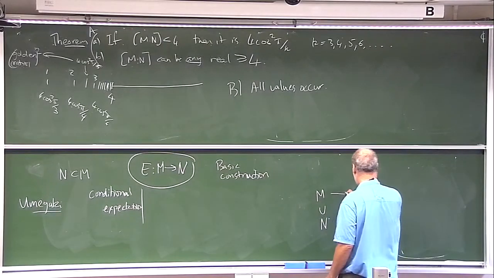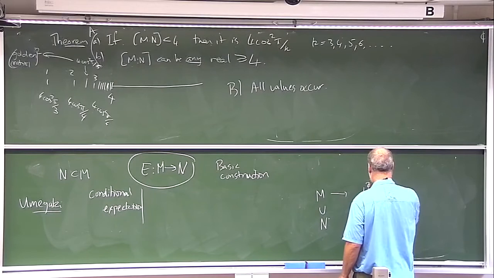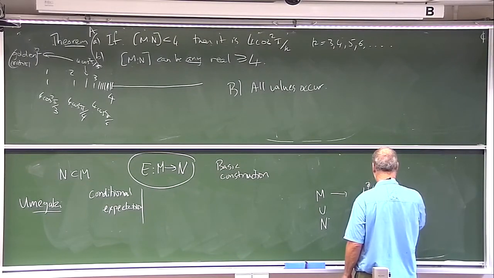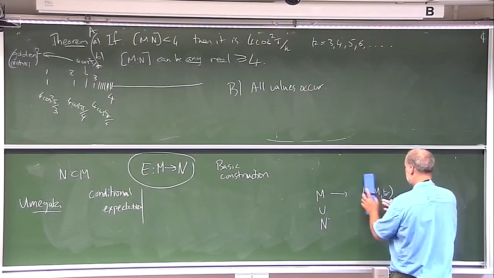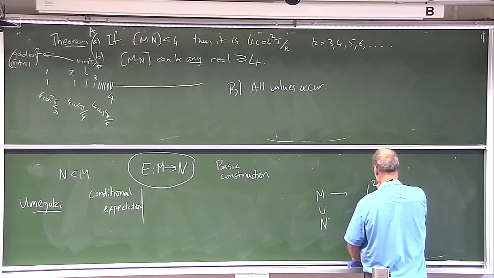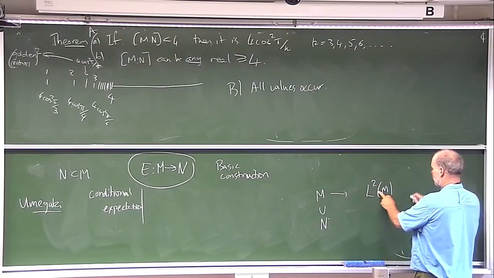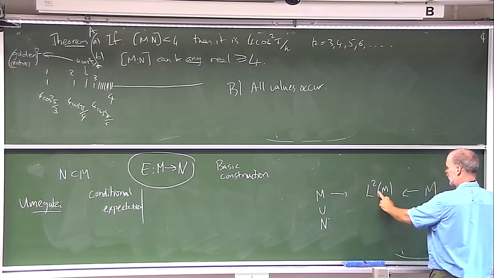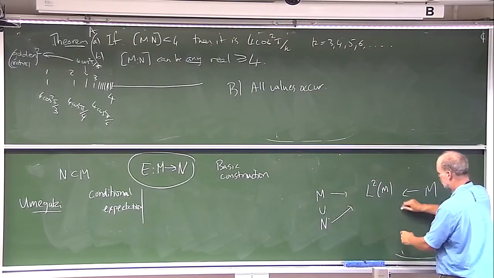So what do we have? We also have L2 of M, trace. L2 of M. M is acting on the left here. It's also acting on the right. We'll observe that, since N is a subalgebra of M, it's acting on the left. It's also acting on the right.